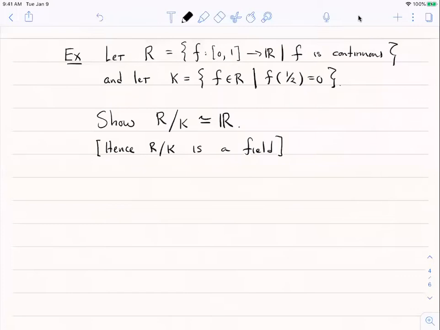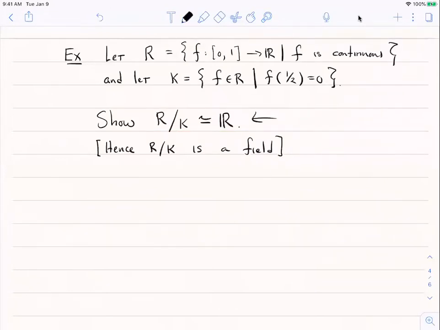Okay, last example. This one's a little meaty, but let's try to get through it, and then we'll call it a lecture here. The ring I'm going to use was discussed and introduced last time. It's the ring of continuous functions on the unit interval under pointwise addition and multiplication. I'm going to let K be the set of functions that are 0 at 1/2. In the previous lecture, we showed that K is an ideal. And I want to show that the factor ring by K is isomorphic to the field of real numbers.